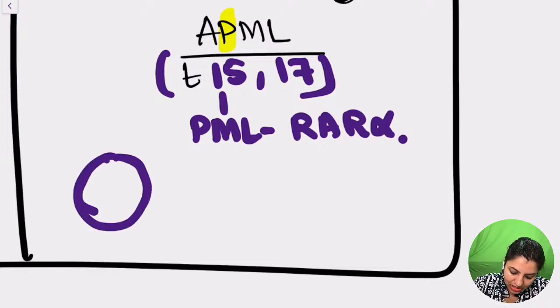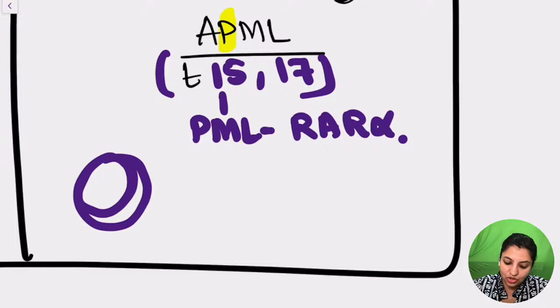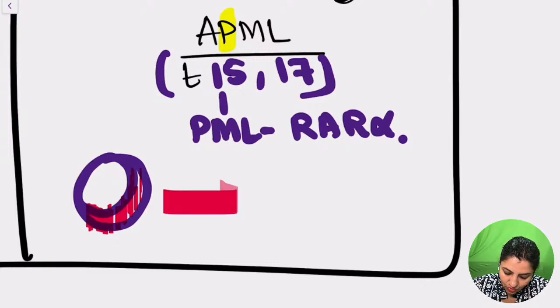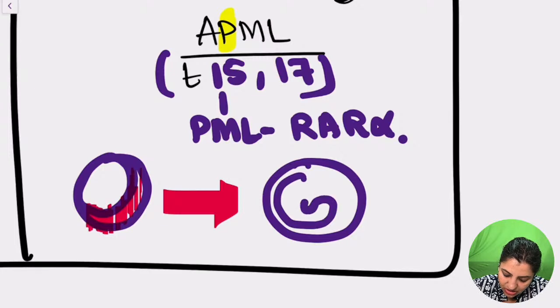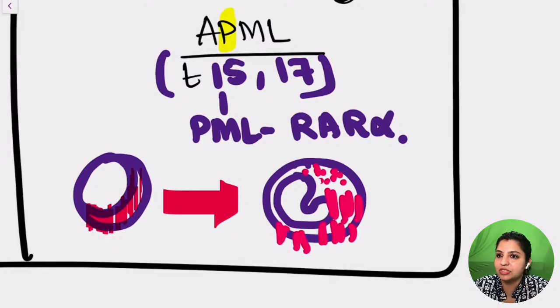Normal promyelocytes have a rounded nucleus, but when the arrest occurs at the level of the promyelocyte, a lot of granules start accumulating, and later, because of so many granules, the nucleus becomes indented. There are lots and lots of granules here, and many of them will fuse to form so many Auer rods.